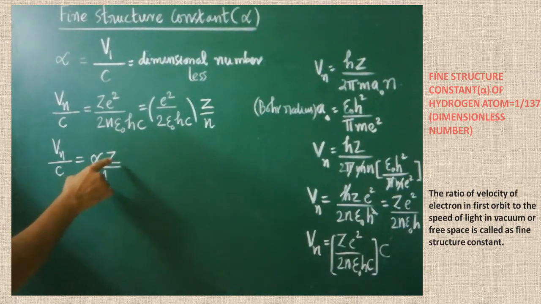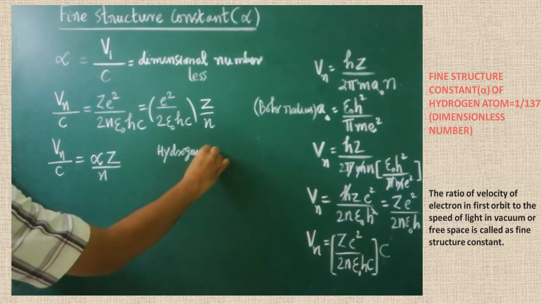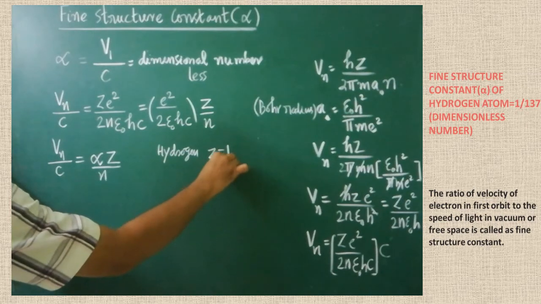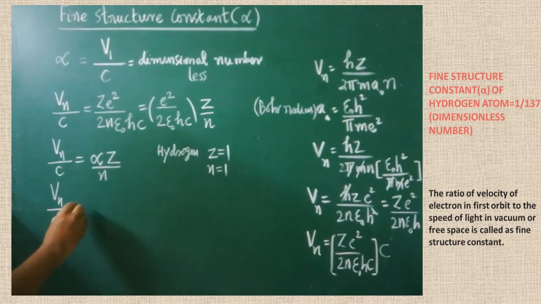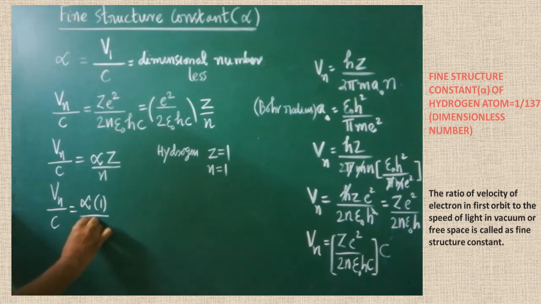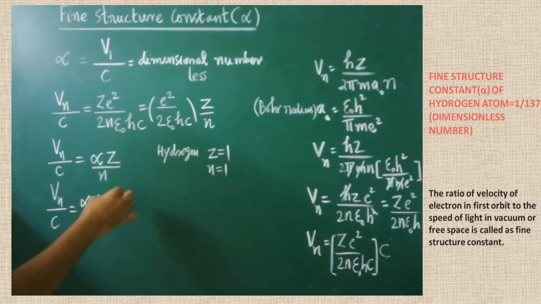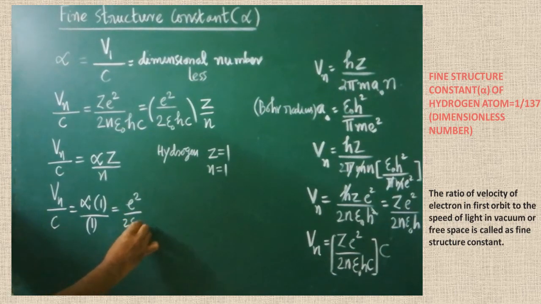Now, in the case of the hydrogen atom, we know the value of z: the atomic number of hydrogen is 1. The electron is revolving in the first orbit, so the principal quantum number value is 1. Substitute here: Vn divided by c is equal to alpha, and instead of z and n substitute 1. Are you clear? Now we are going to calculate the value of alpha using this expression. Alpha is nothing but this factor, e square divided by 2 epsilon naught h c.